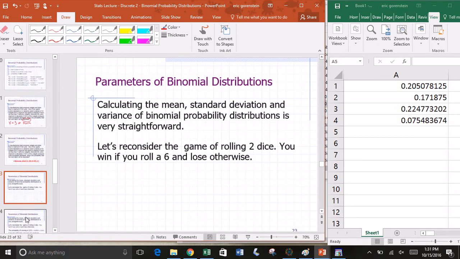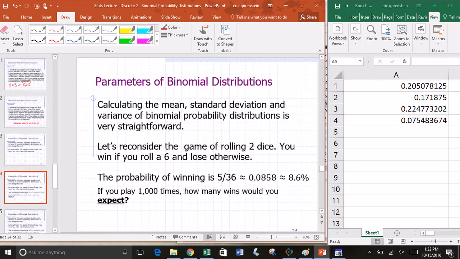Okay, next I want to talk about the parameters of a binomial distribution, and this is one of the benefits of the binomial distribution. The parameters are very straightforward and very easy to calculate. So for example, let's consider, again, rolling 2 dice. You win if you roll a 6 and you lose otherwise. So the probability of winning is, like we saw earlier, 5 out of 36.